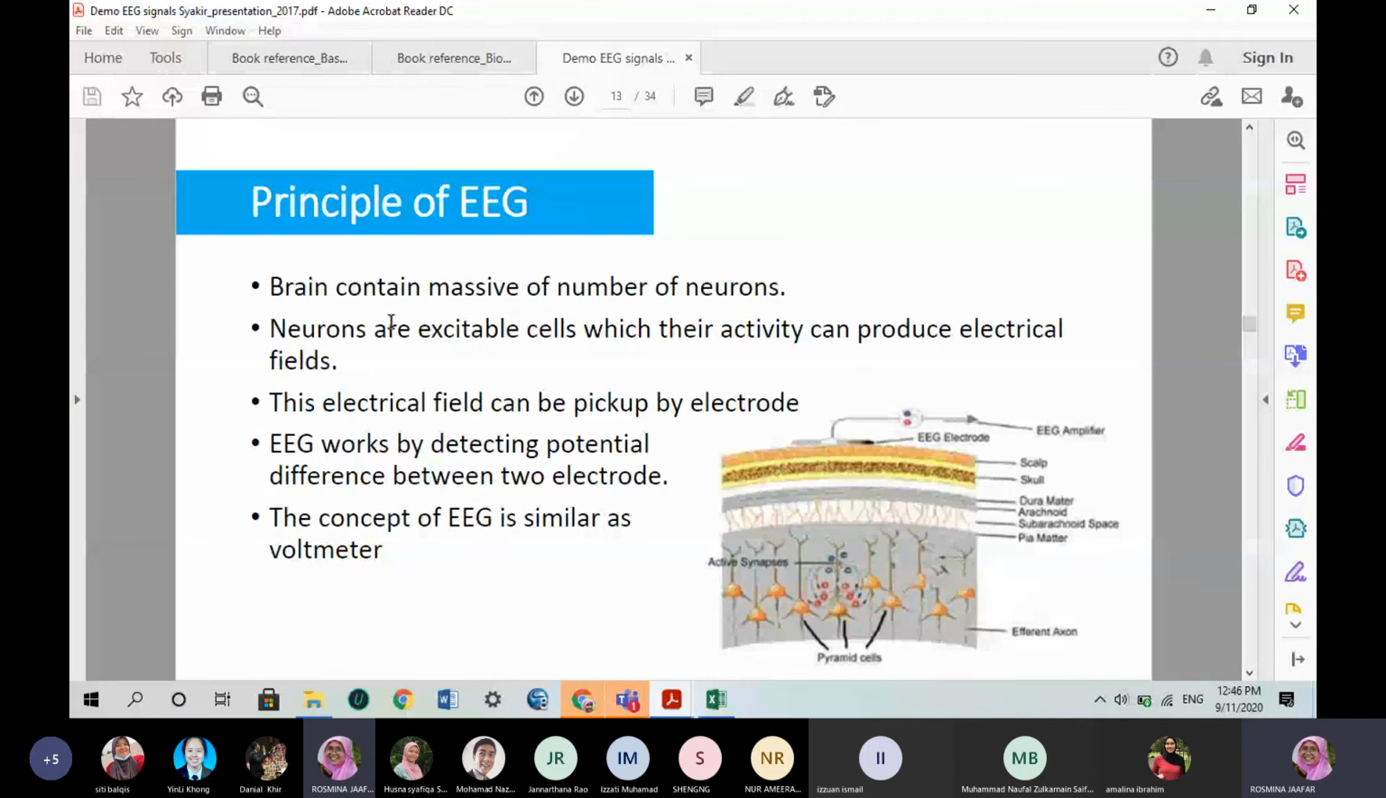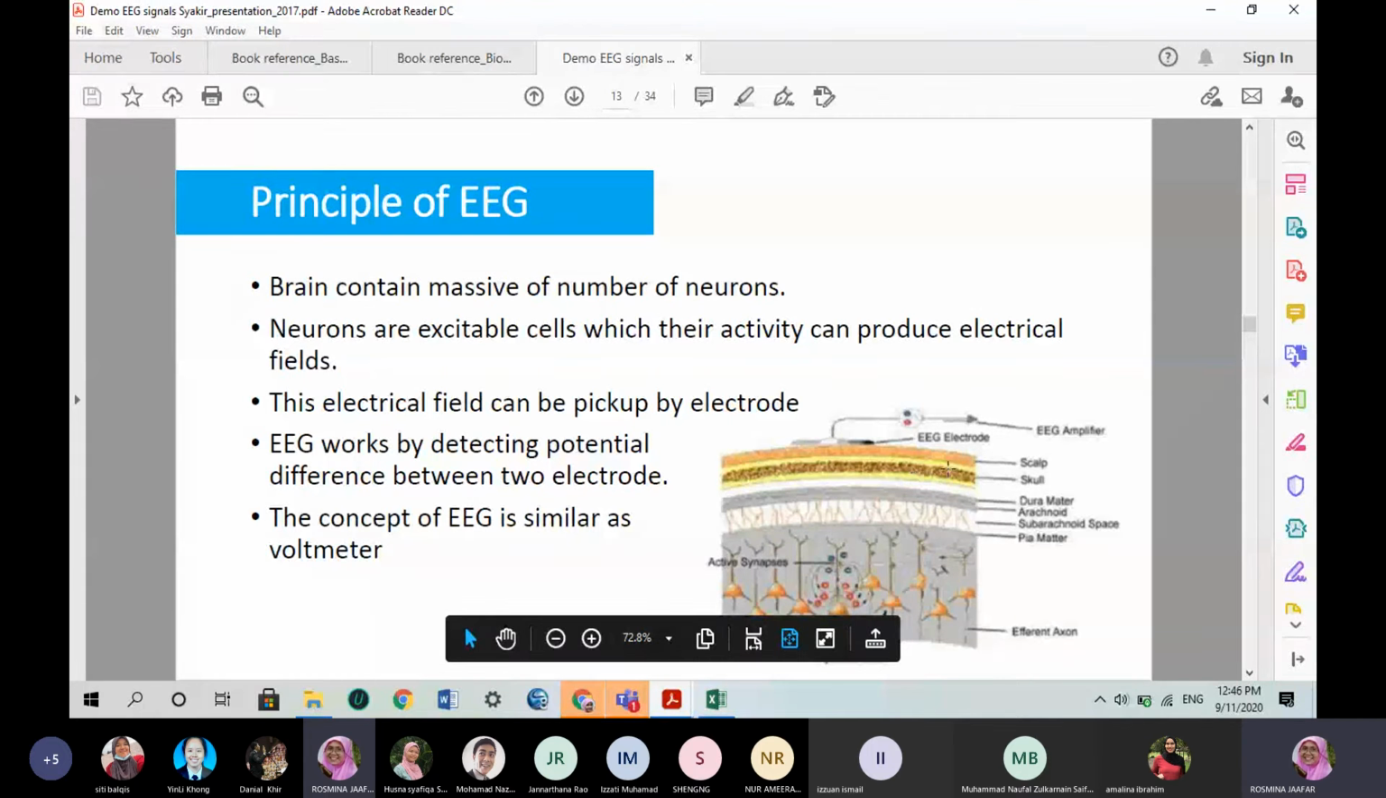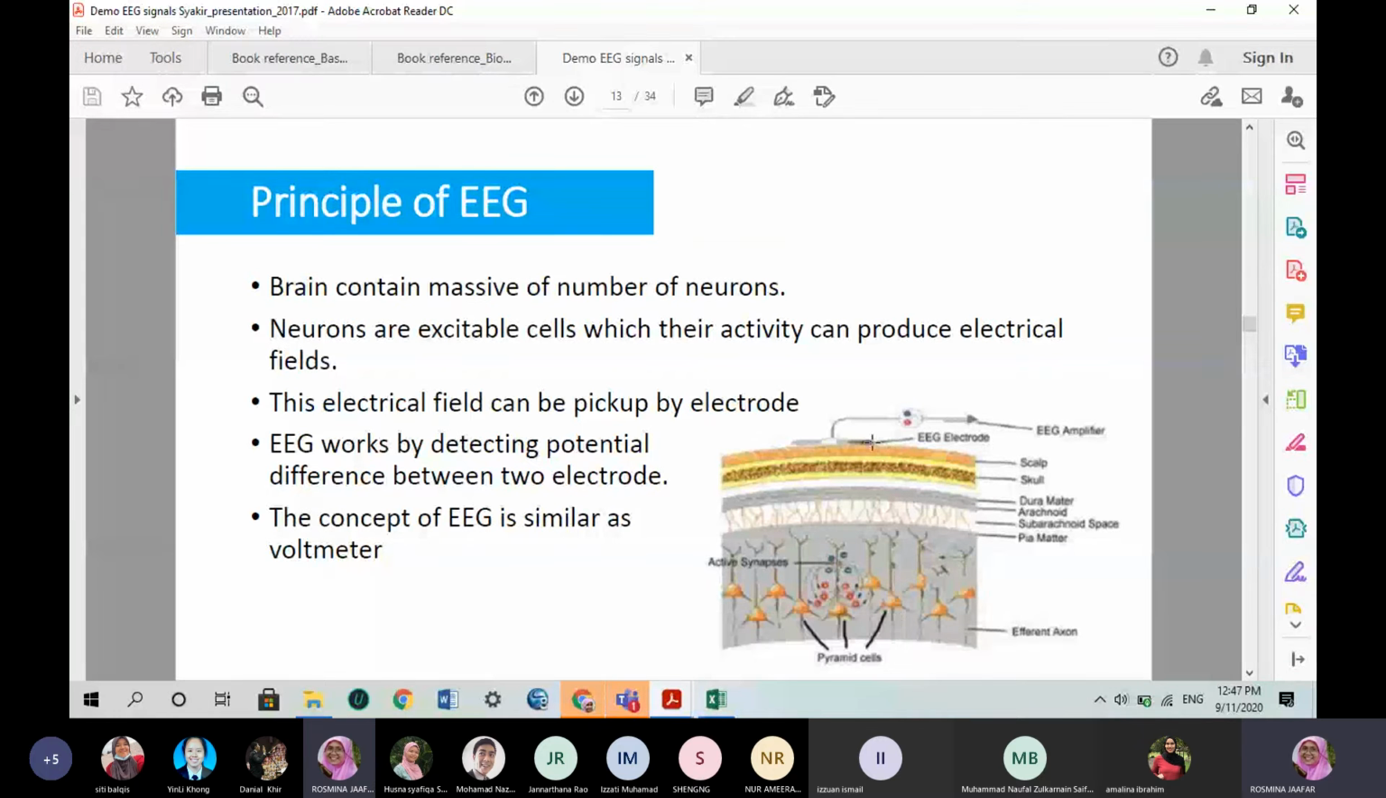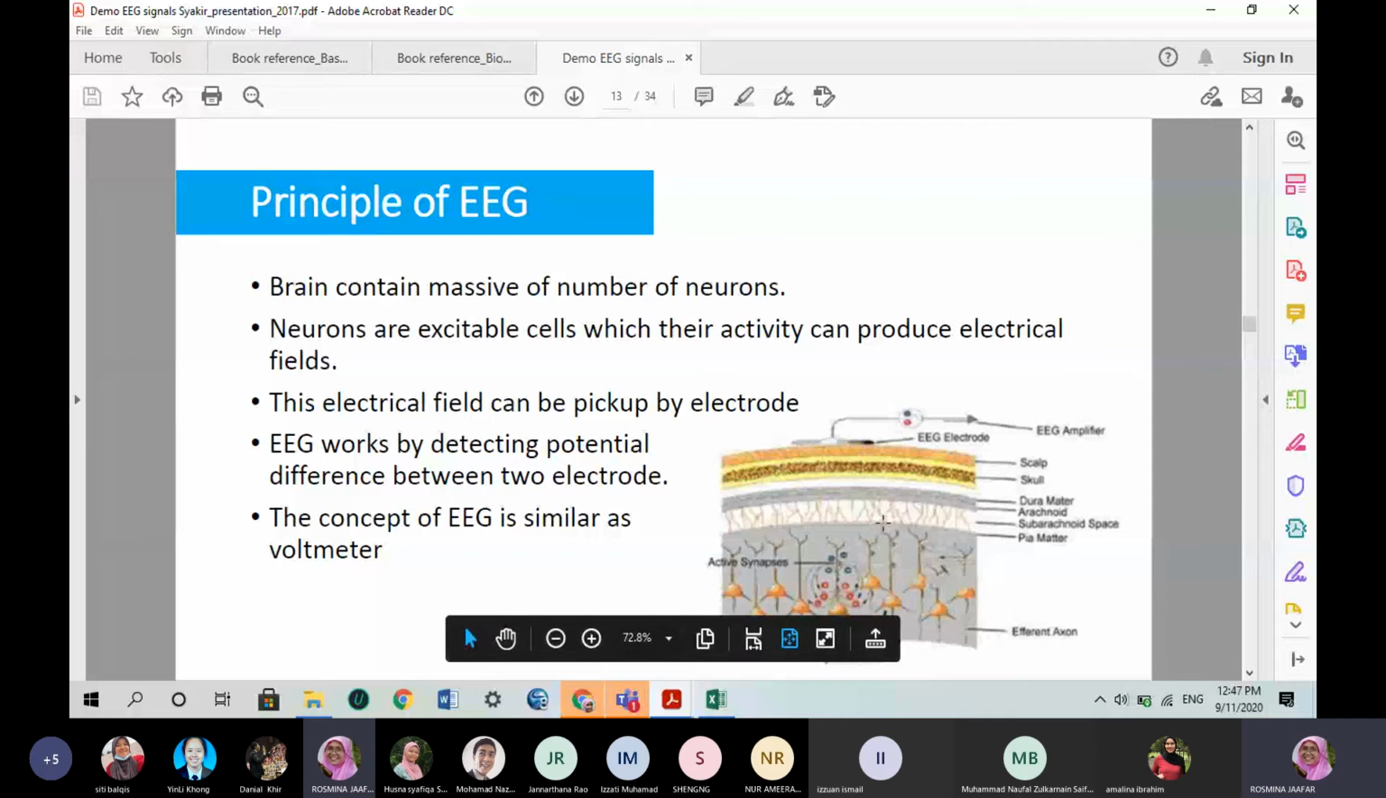Principles of the EEG. We have layers of the brain. The EEG electrode is placed on the surface of the head, and the nerve is actually under the skull. So there will be layers of the skull, and you will have neurons underneath it.